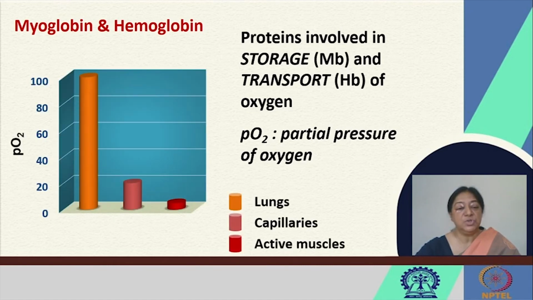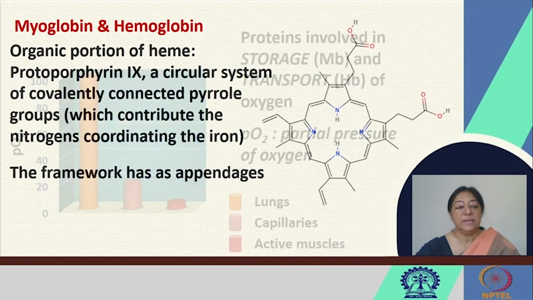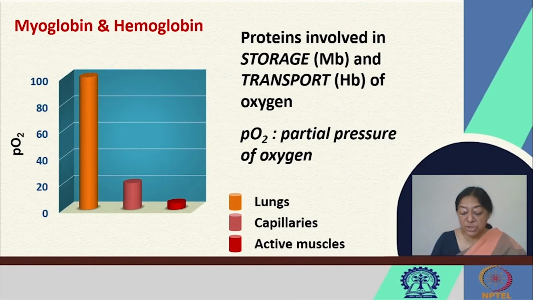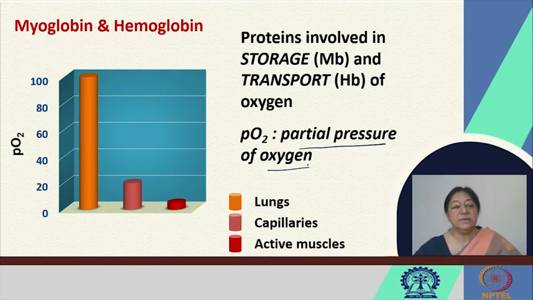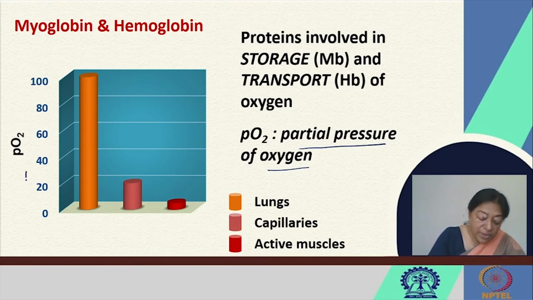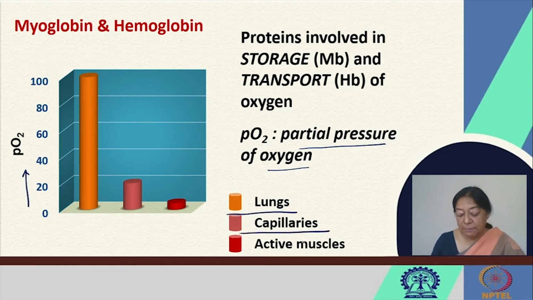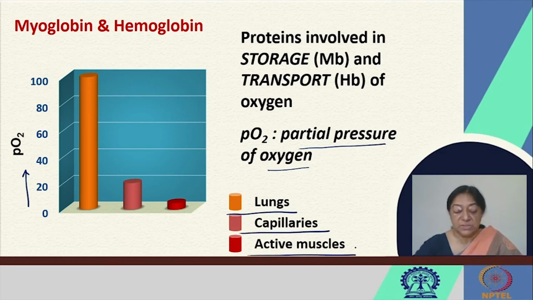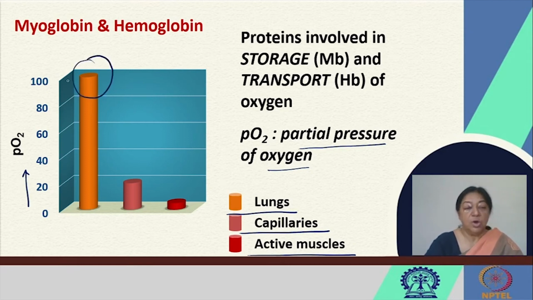In the graph shown here, we are looking at the partial pressure of oxygen, given here in millimeters of mercury, at its location in the lungs, in the capillaries, and in the active muscles. So for the amount present, we see that in the lungs we have the maximum amount of oxygen, followed by the capillaries and then the active muscles.